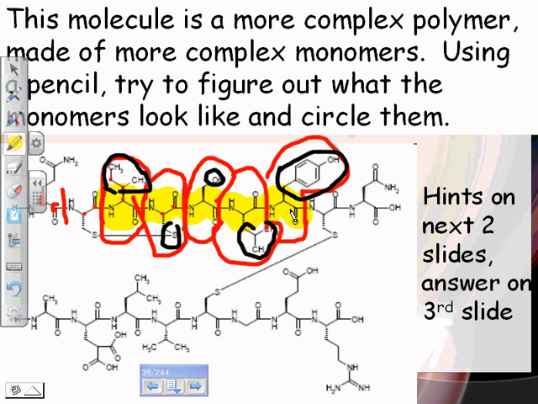You've got a pattern of repeating units. So here's a monomer, here's a monomer, here's a monomer, here's a monomer. The monomers are a lot more complex. They're putting together a molecule that's actually a lot more complex. This is a protein, and proteins are really complex, and it's good that they are because they make you, and you're pretty complex.